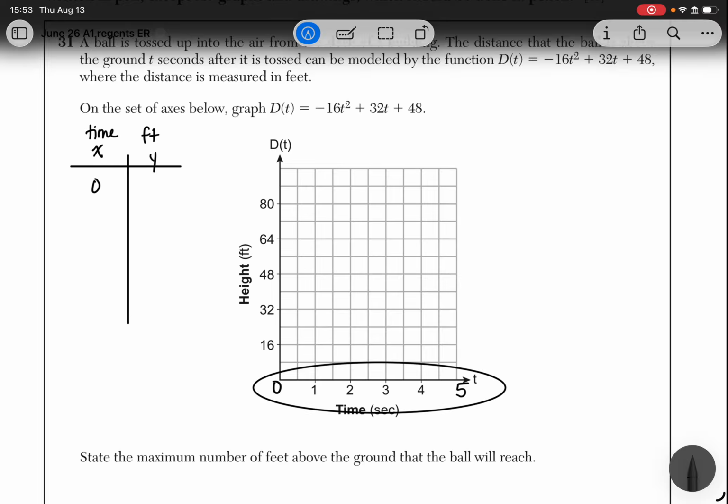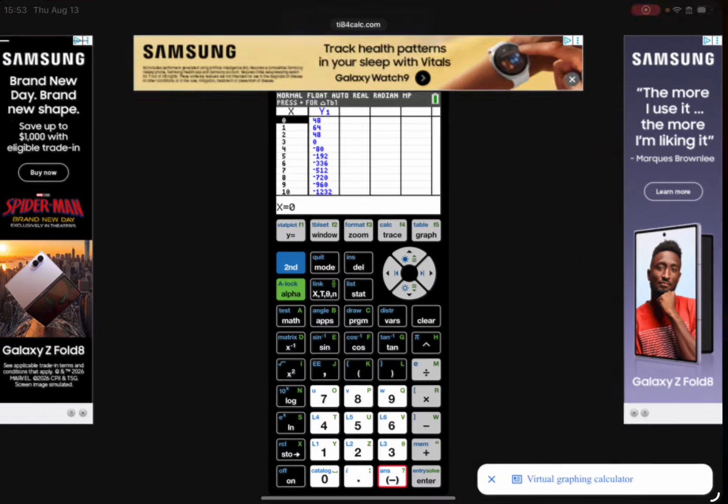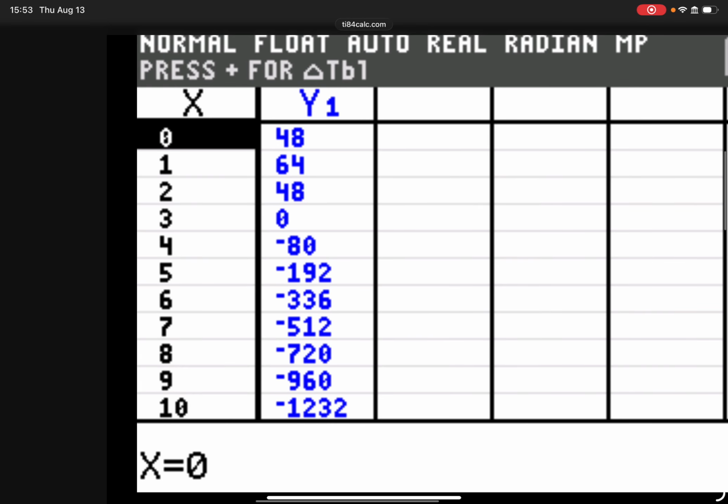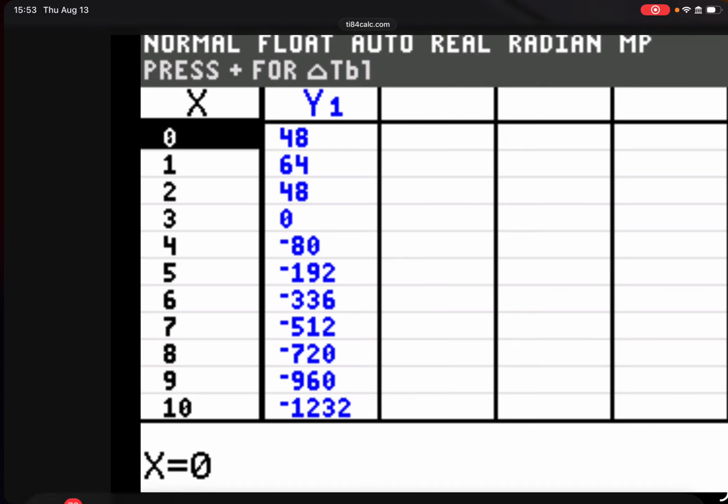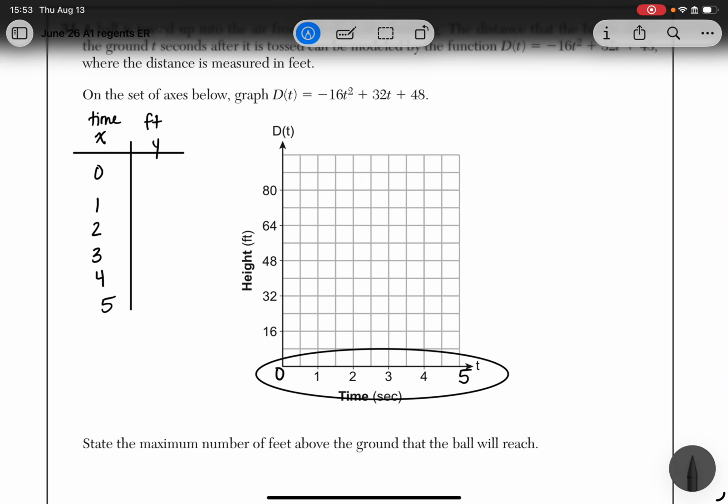So we have 0, 1, 2, 3, 4, and 5. And in our TI-84, we notice that with those values, 0 is 48, 1 is 64, 2 is 48 again, 3 is 0, 4 is negative 80, and then 5 is negative 192. So we're going to just transfer that information over and write the same thing. So 0 is 48, 1 is 64, 2 is 48 again, 3 is 0.